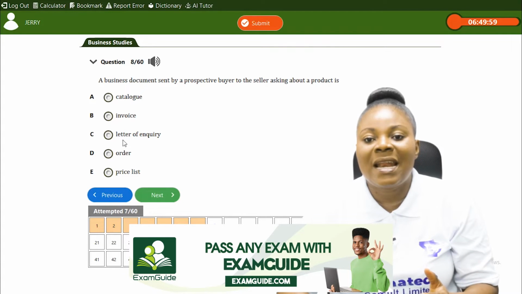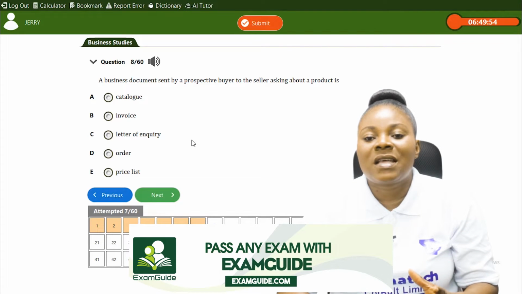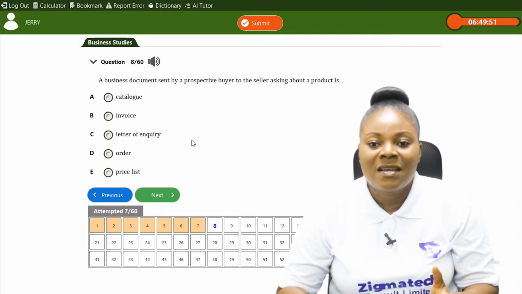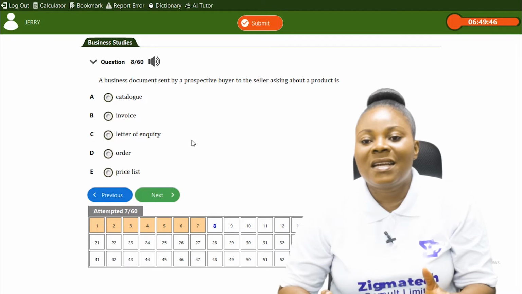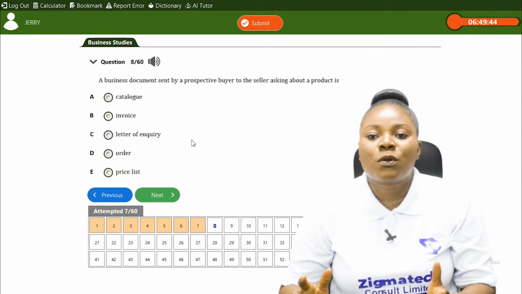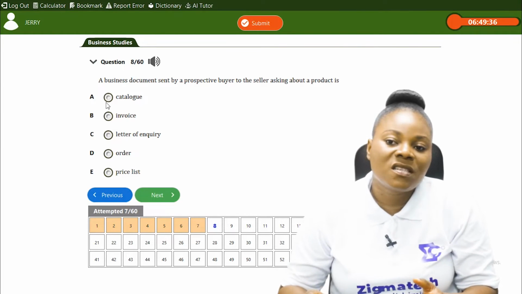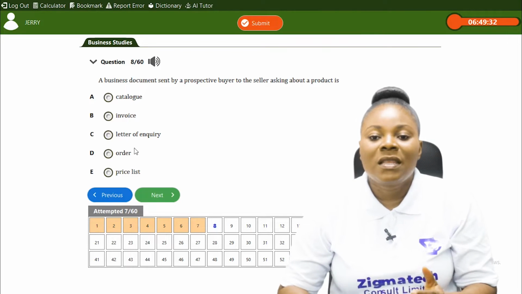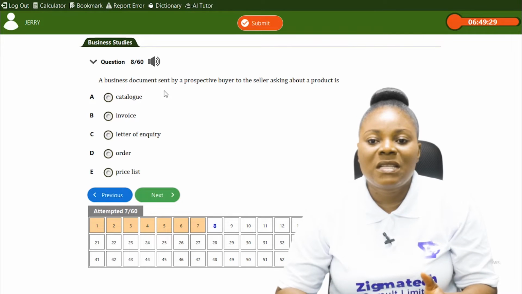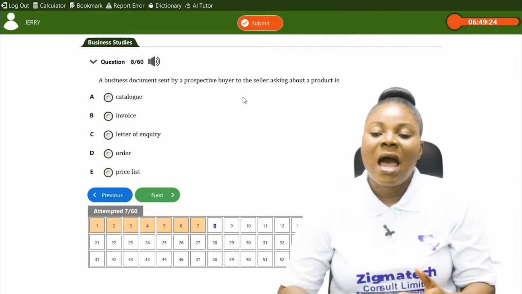Option C, which is a letter of inquiry. The letter of inquiry, as the name implies, is the letter that is prepared by a prospective buyer to a seller trying to get information about products to be bought or services to be rendered. So that gives us the answer to this question. The letter of inquiry is a document sent by a prospective buyer to the seller trying to get information about products or services.